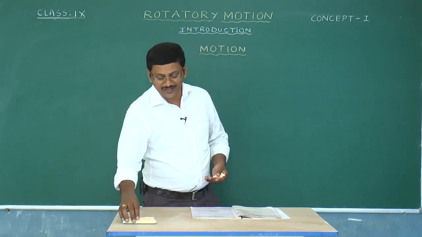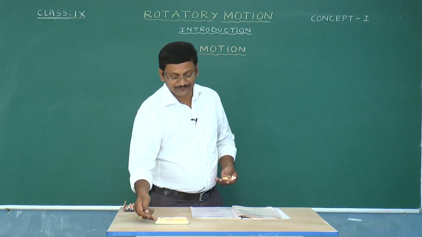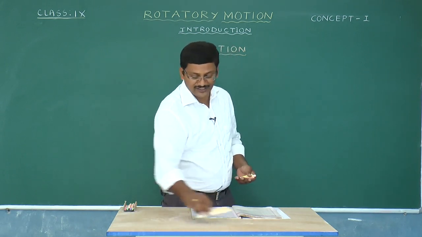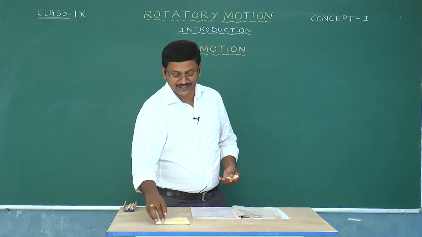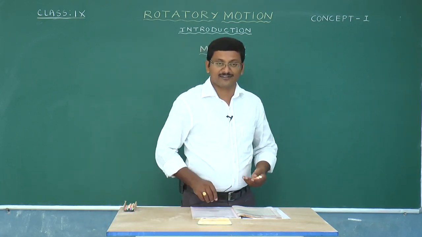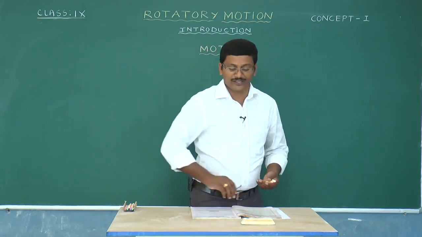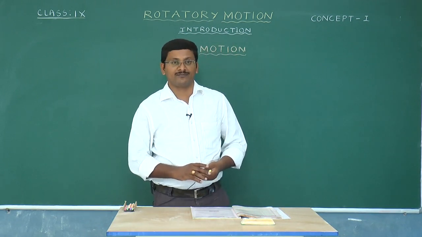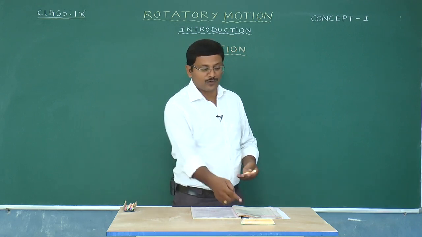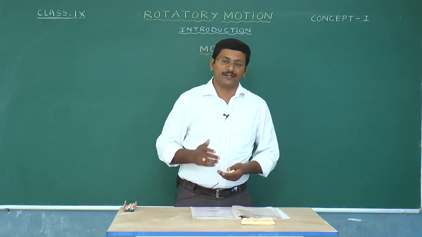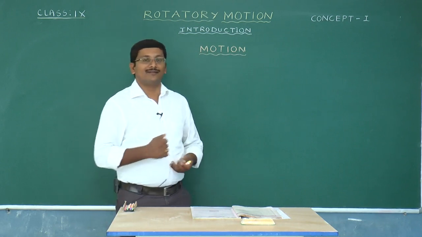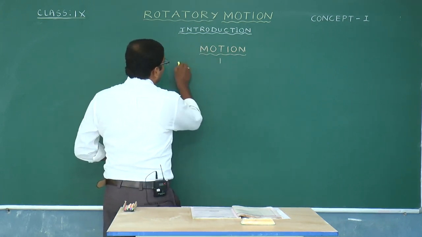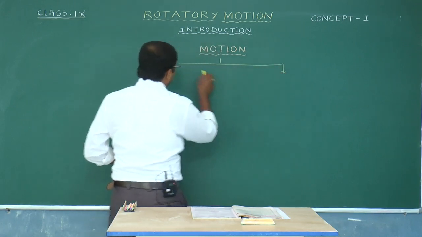For example, the same duster is moving with respect to time, means it is changing its position. Initially it is here, and after 1 second it is here, and second here, third second over here. If it is changing its position with respect to time in a reference frame, then this body is said to be in motion. How many types of motion are there in our nature? This motion is classified into 3 major types.